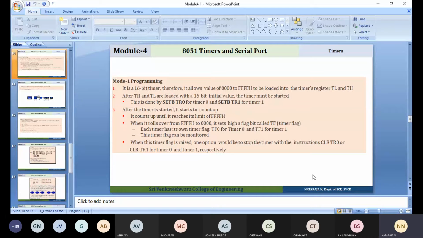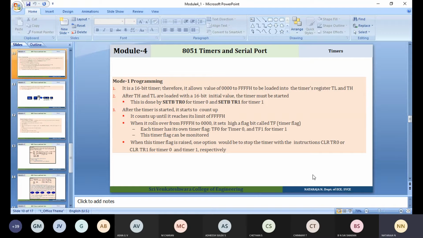In summary, it is a 16-bit timer, so it allows values from 0000 to FFFF. It will be loaded into the timer registers, both TL as well as TH. Why? Because it is a 16-bit timer, but the microcontroller handles data in 8-bit, so we divide that into a higher byte and a lower byte: timer higher byte and timer lower byte, that is TH and TL. We are going to add the lower 8 bits and the higher 8 bits.